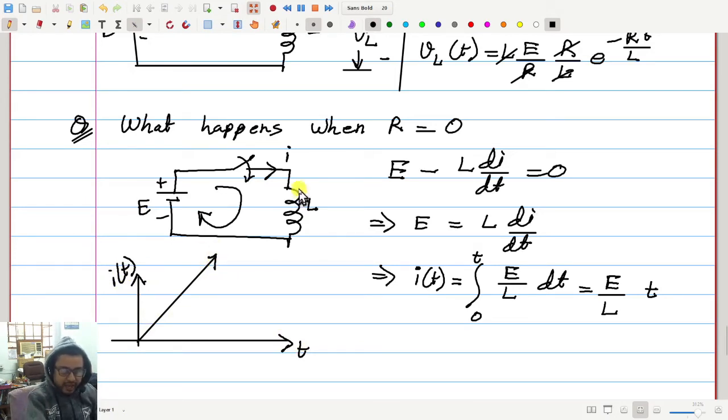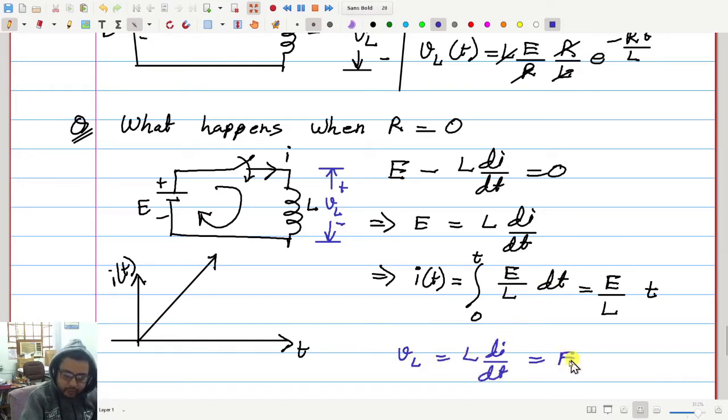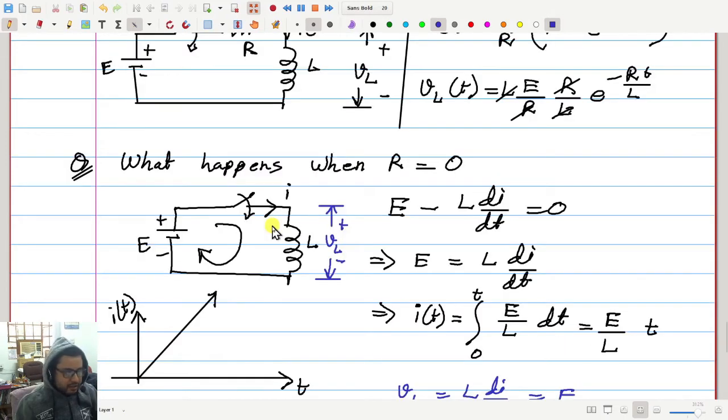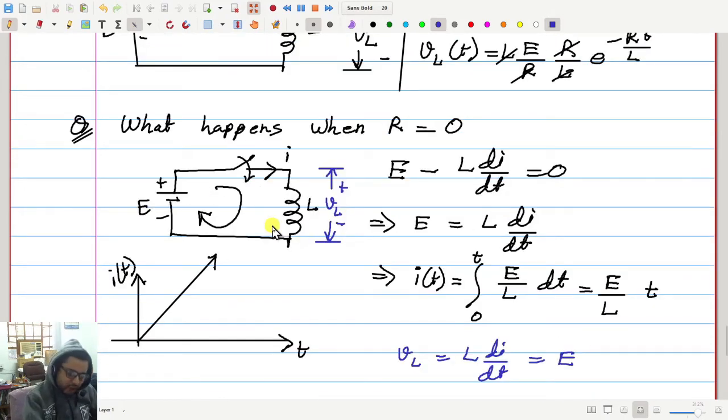And the voltage across the inductor, VL, how will that be? That will be L into the derivative of that. di by dt is constant, so L into di by dt, if you calculate, will come out to be E. It has to be. So this is also a bad, dangerous circuit, though KVL is followed in this circuit. KVL is followed.